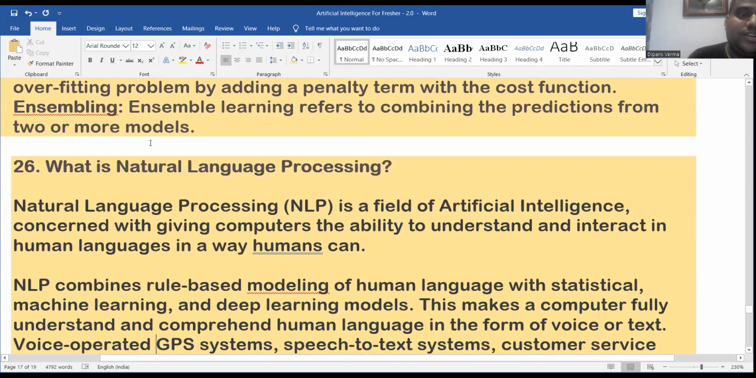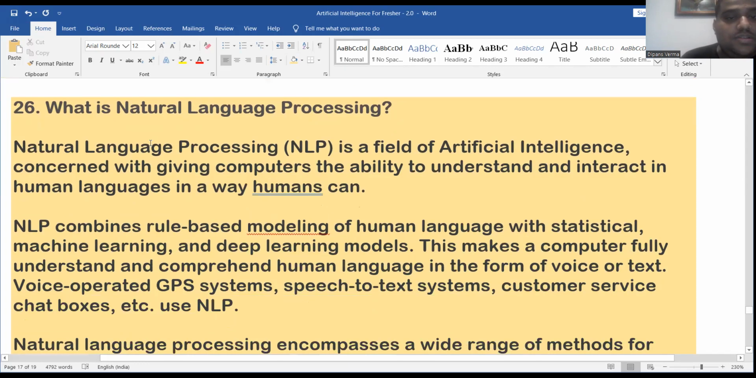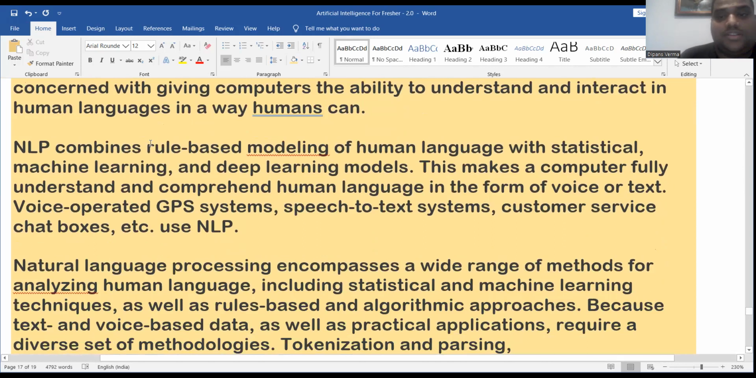What is natural language processing? Natural language processing is a field of artificial intelligence concerned with giving computers the ability to understand and interact in human language. NLP combines rule-based modeling of human language with statistical machine learning and deep learning models. This makes a computer fully understand and comprehend human language in the form of voice or text. Bike-operated GPS systems, speech-to-text systems, customer service chatbots, etc.